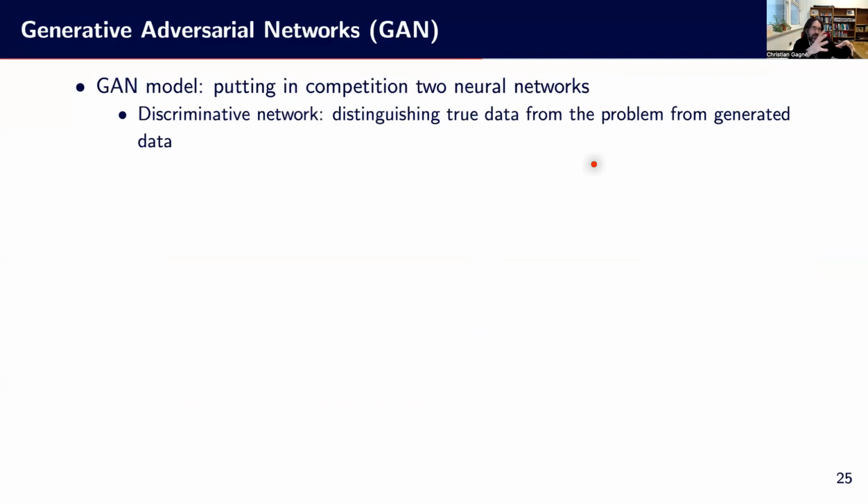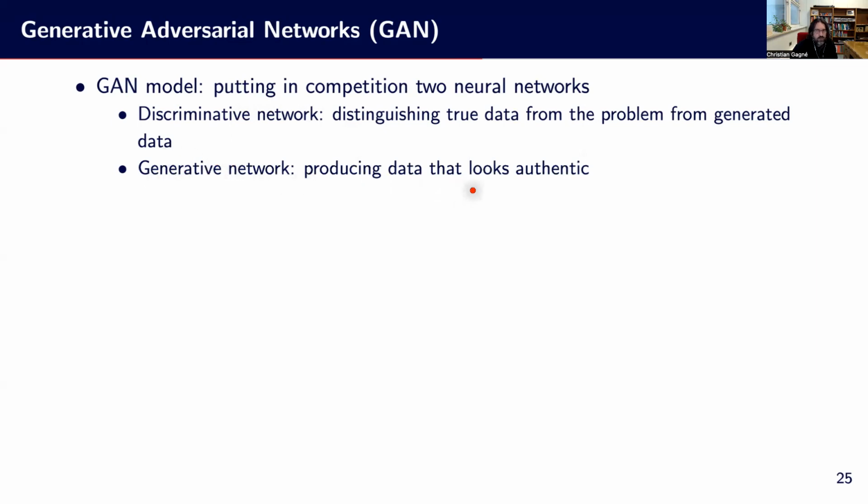So we have real data from the problem, and we have generated data, which are fake data. The discriminative network tries to identify which input is real data and which input is fake. And we have the other network, which is the generative network, that tries to produce fakes and make them as authentic as possible in order to fool the discriminative network. So these two networks are in competition. The generative one tries to make good fooling data, and the discriminative one tries to identify which is right and which are fake data.